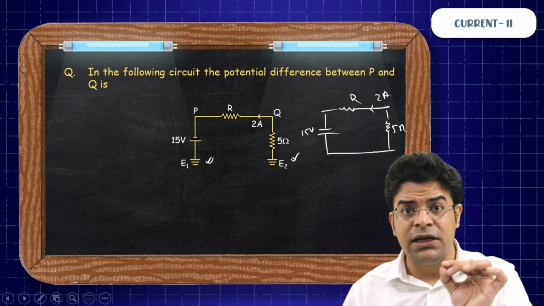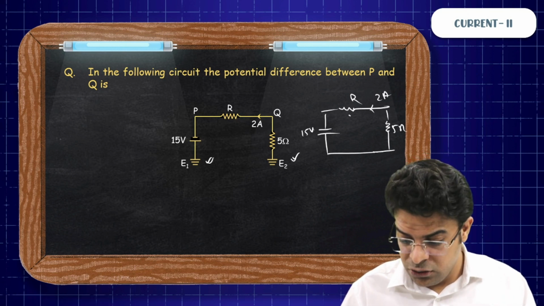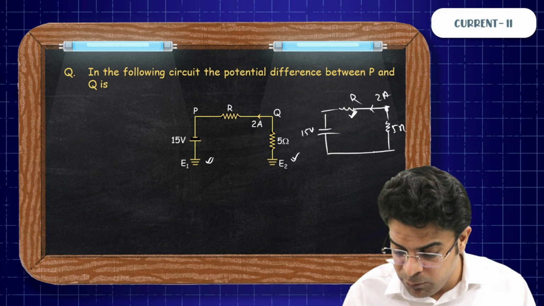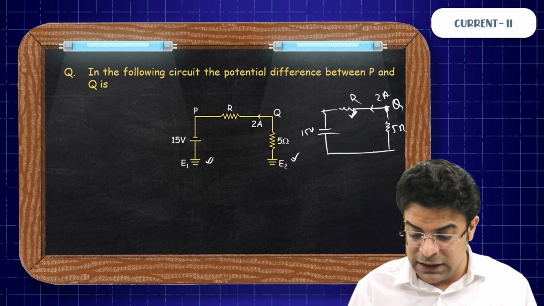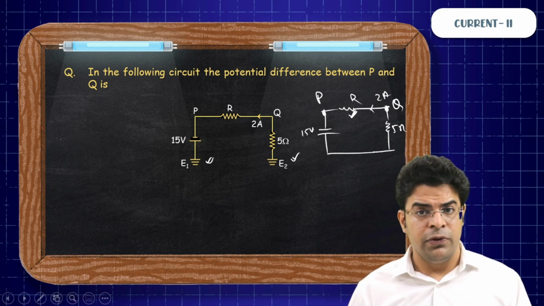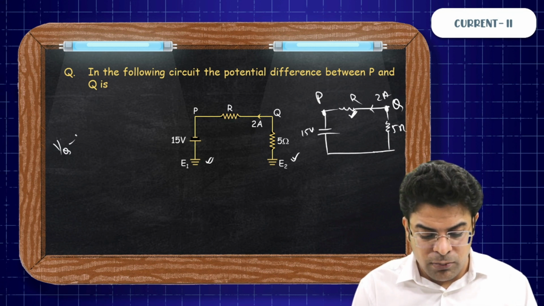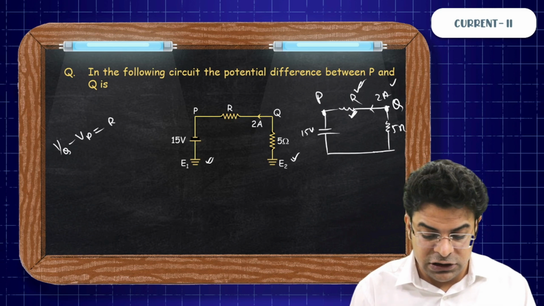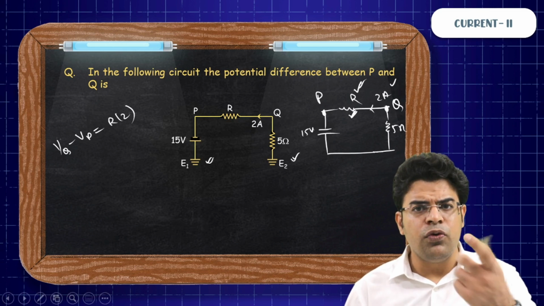Since the current is anticlockwise, through this resistance the current goes from right to left, so I know that the point on the right, Q, is at higher potential than the point P. And I can say that potential at Q minus potential at P has to be equal to the resistance times the current, which is R into 2. But how to find R?